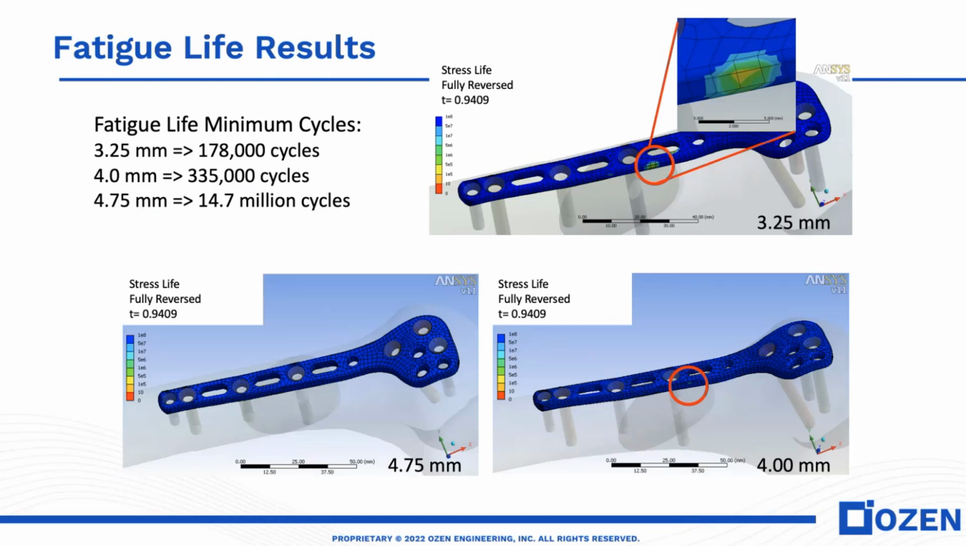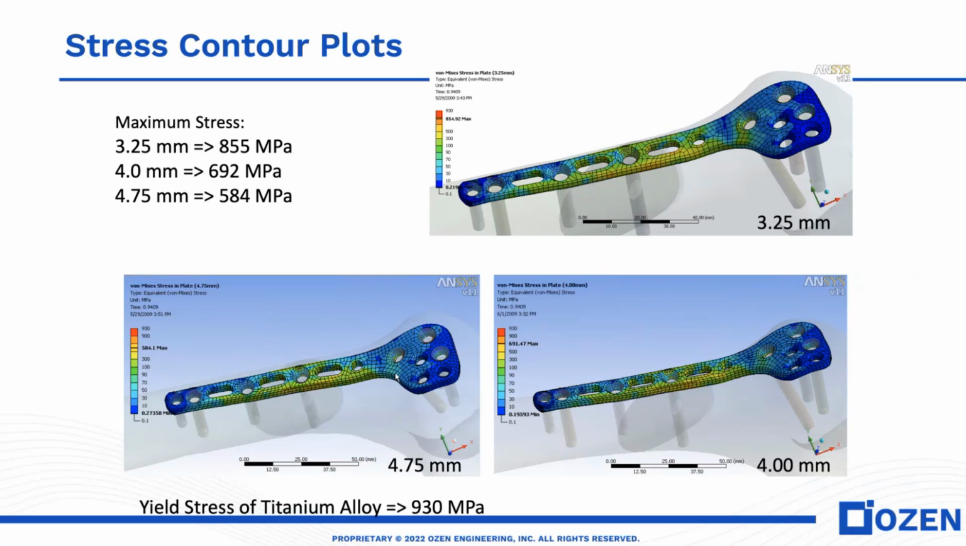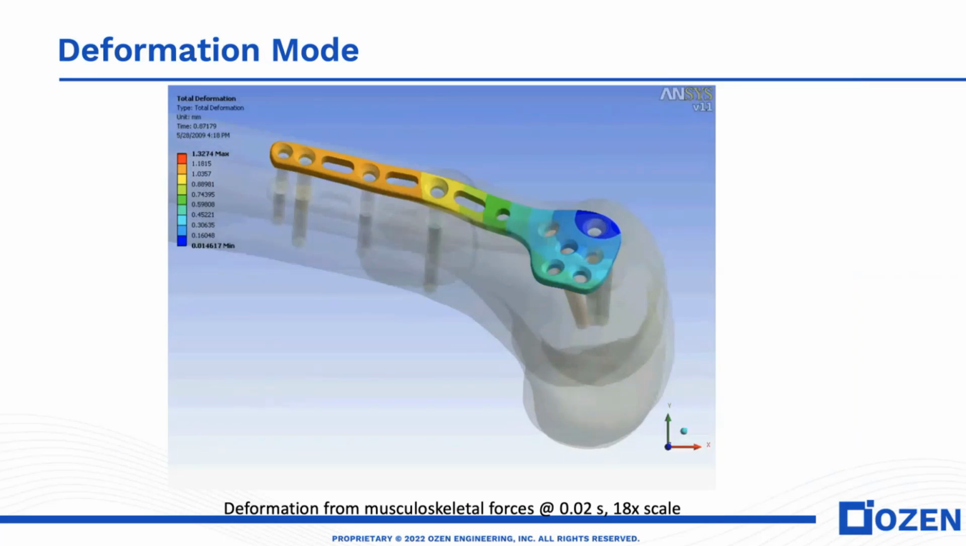For these three different plate thicknesses, we were able to extract the fatigue life. Of course, the 3.25 millimeter thick plate gave us the least amount of cycles, whereas the 4.75 millimeter, the thicker plate, gave us 14.7 million cycles. This is cycles to fatigue, and that's the fatigue life of the implant. When you do the finite element analysis, you can also extract the stress contour plots and any displacements like we see here.